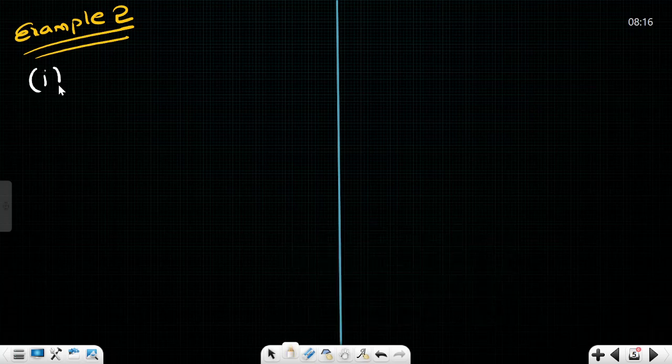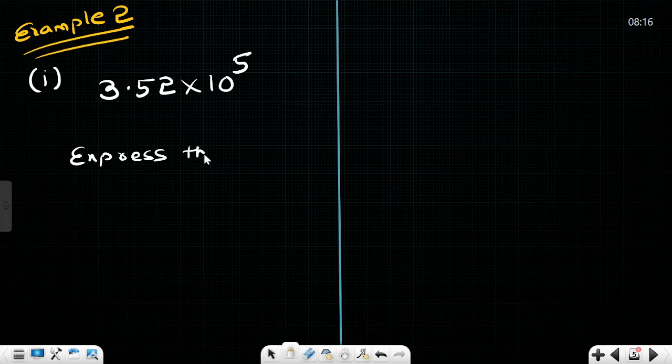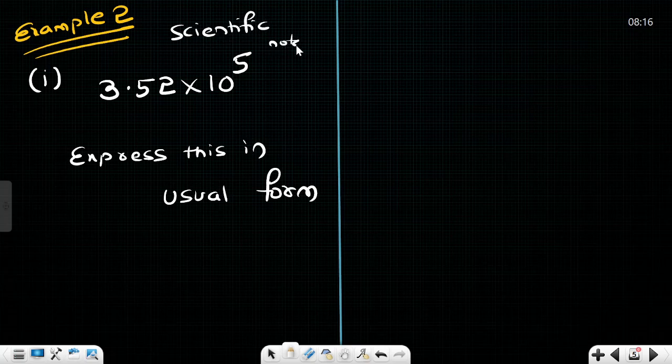Now going ahead to example 2. We have done example 1 till now. In example 2, he is asking the same thing. Express the following numbers in the usual form. Only one question I am going to do, and the remaining you are going to do. This is the first question they have given us: 3.52 into 10 power 5. Express this in usual form. What is the meaning of express it in usual form? The given form is scientific notation. Now you have to express this in the usual form.